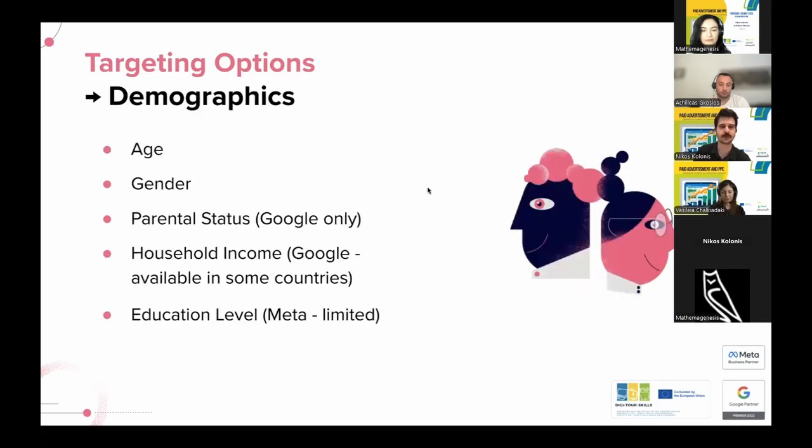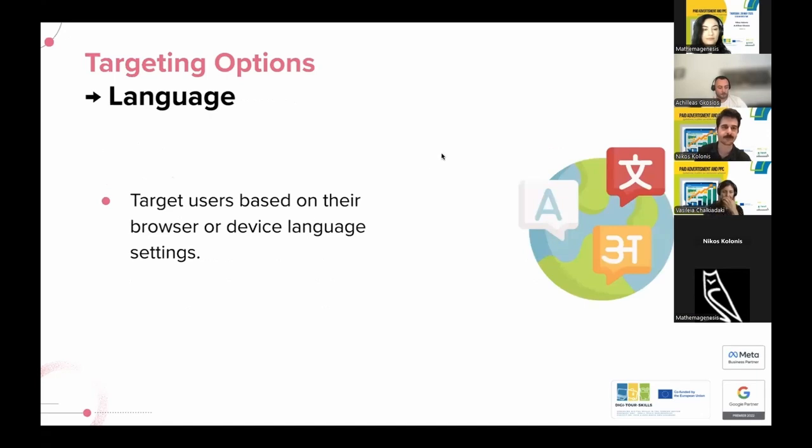And then we also have the option to target based on demographics. The main options are age, then gender, then parental status: somebody is a parent or somebody is not a parent. We have limited options for household income. It's not widely available in most countries, but in some countries you can do it. For example, if you're targeting the US, you can choose to target people based on their income. And then we also have limited options to target based on education level, like if somebody has a university degree, if somebody does not have a university degree, etc.